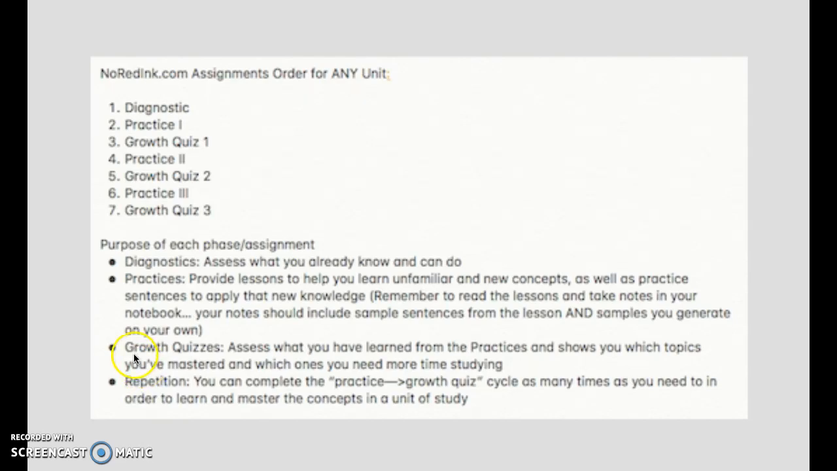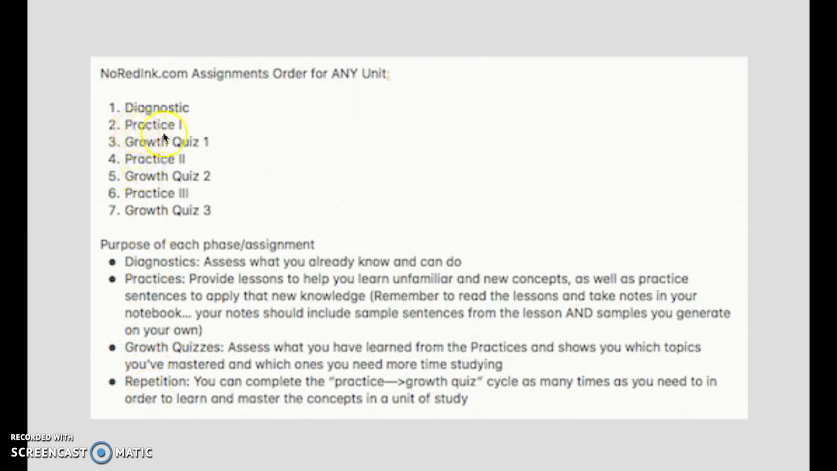So when you finish your first growth quiz, if you have mastered everything and you have the green check inside the green circle for all of the contents or objectives within that one topic that we're studying in the unit, then you are done with that unit of study in noredink.com. If you don't have the little green checks inside the circles for every one of the topics, then you move on to the next practice.